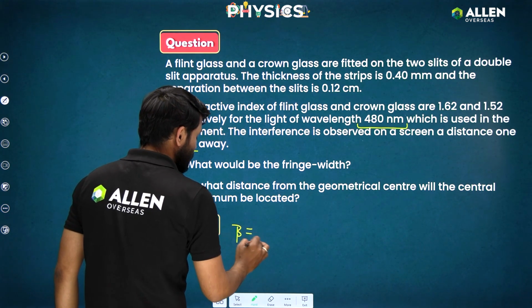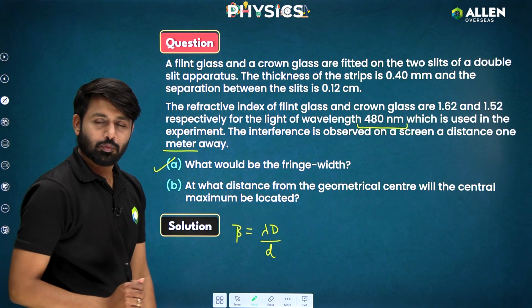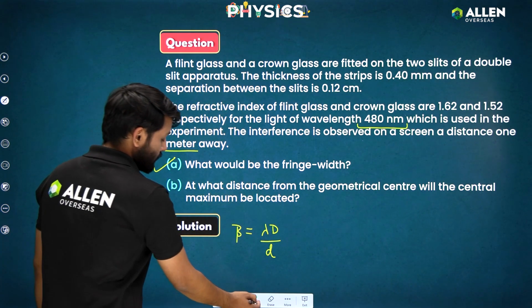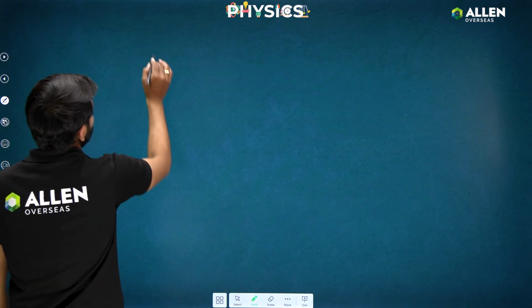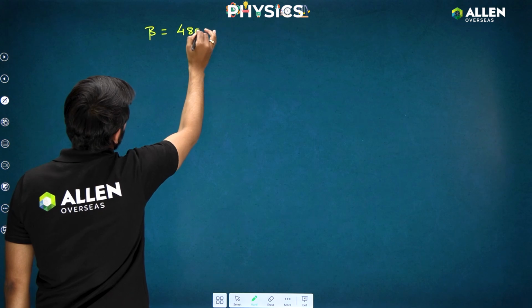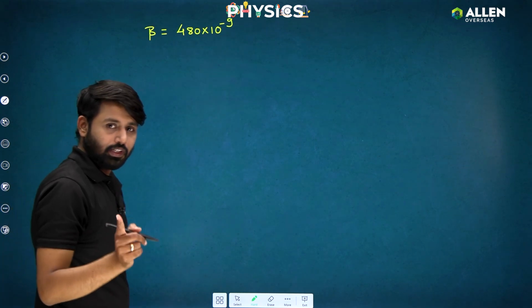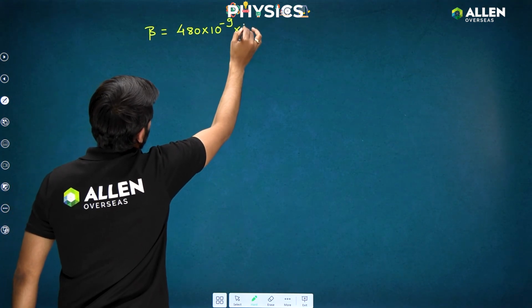beta is equal to lambda capital D upon small d. This is the fringe width formula. We have to put the values. So just see, beta is equal to lambda. Lambda is wavelength, that is 480 nanometer. Nano means 10 to the power minus 9. Capital D is 1 meter, right?